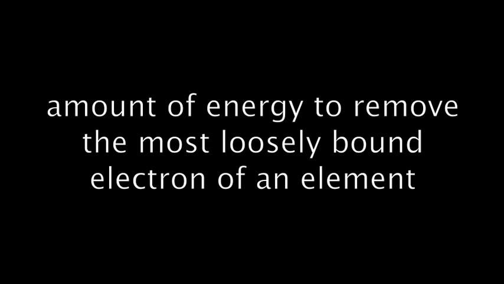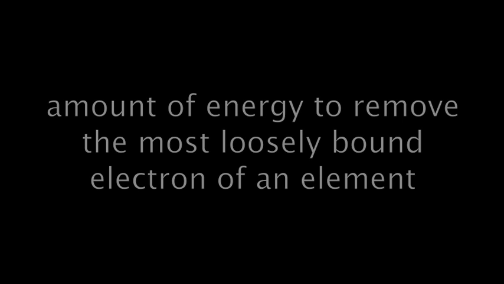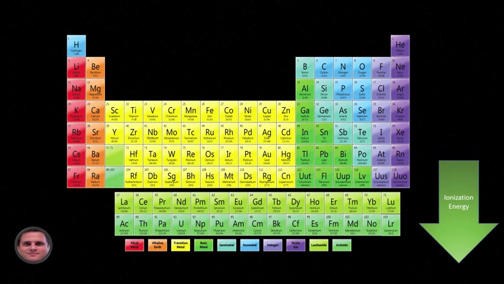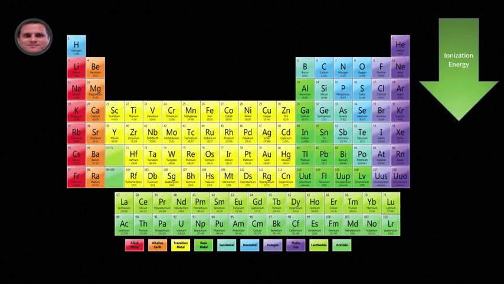Ionization energy is a bit more complicated. It's defined as the amount of energy you need to remove the most loosely bound electron of an element. And as you can see here in this animation, ionization energy decreases as you go down a group and increases as you go across the period.